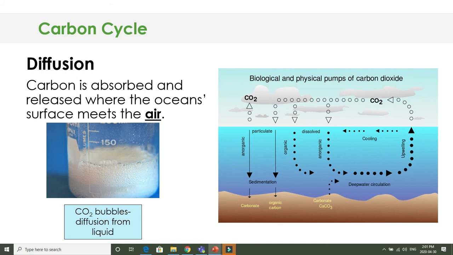Diffusion is where carbon is absorbed and released where the ocean surface meets the air. So the ocean sucks in a little bit of carbon dioxide just from the atmosphere on its own.